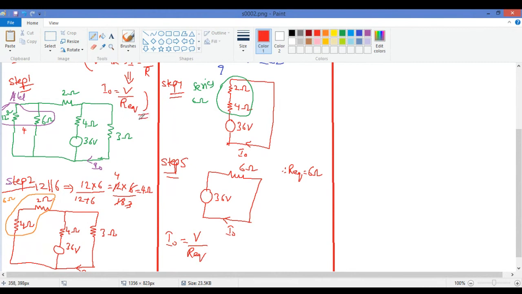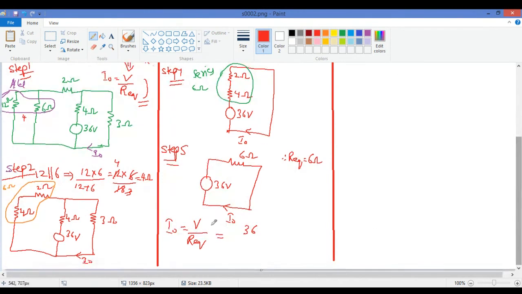As I've told you in the beginning. Do you remember this? So V is 36 by R equivalent, which is 6. 6 ones are 6, 6 sixes are 36, 6 amperes. So therefore, we get I naught is equal to 6 ampere. Okay, this is the solution.